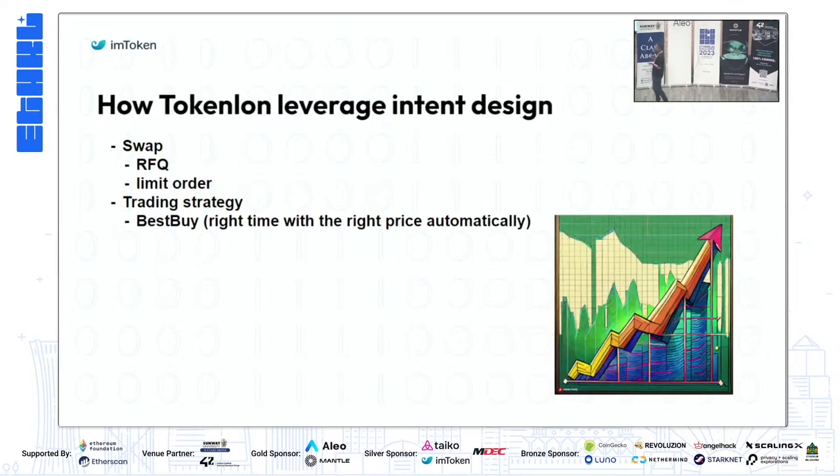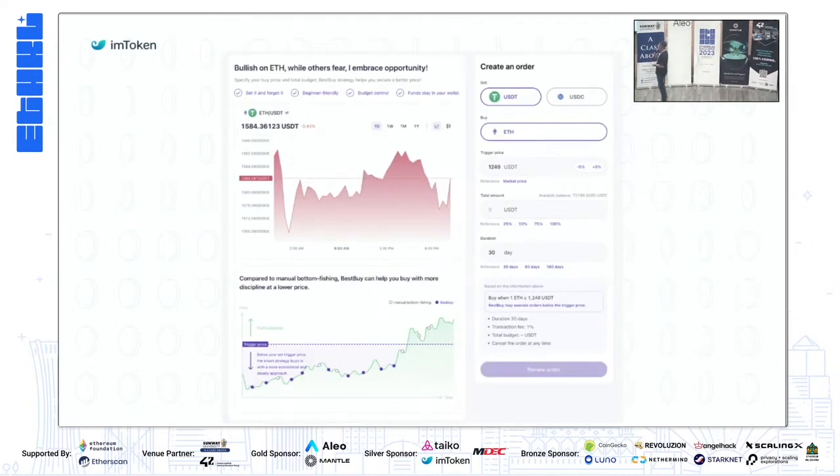So finally, how we at Tokenlon leverage the intent design. Talking about the swap, we have RFQ and limit order now in production. You can use these two features in Tokenlon right now. Also, we are developing a new trading strategy product called Best Buy. It allows you to buy tokens at the right price, at the right time, automatically. As we say, the market price goes up and down. So if you want to buy a large amount of tokens, it is essential to know which time to buy, or to use different amounts, not just one large order. So basically, the user interface looks something like this.